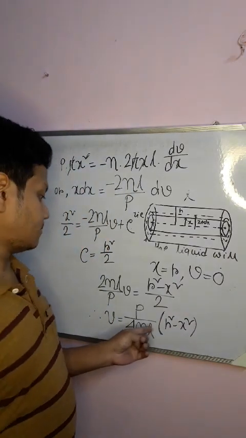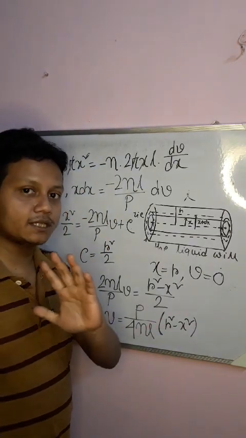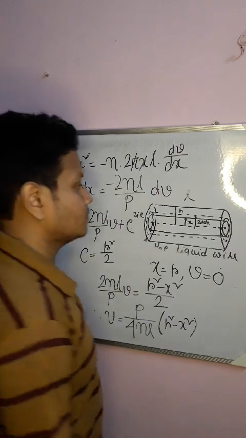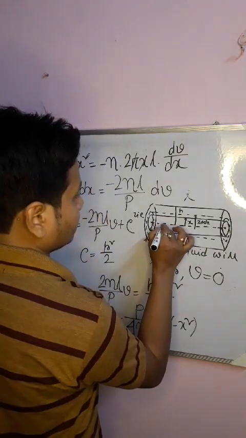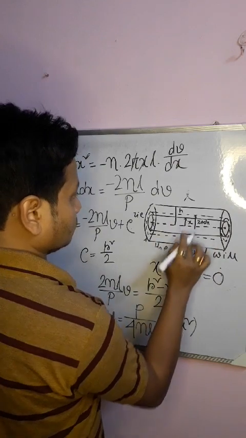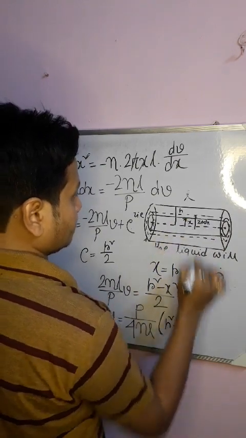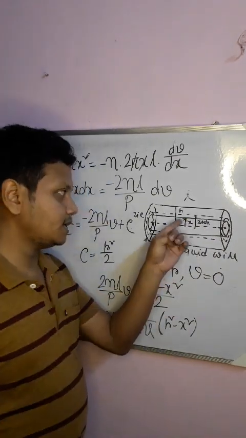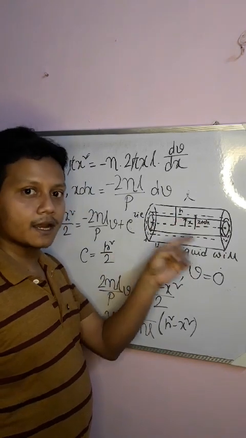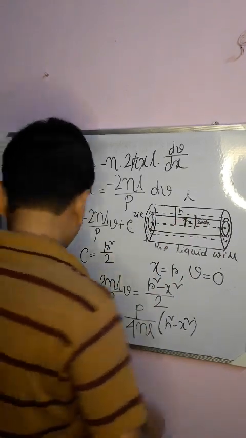Now this value of V represents the velocity of any layer at a distance x from the axis. This is the common axis, and the distance x is this. So this is the velocity of any layer at a distance x, that means at this layer.